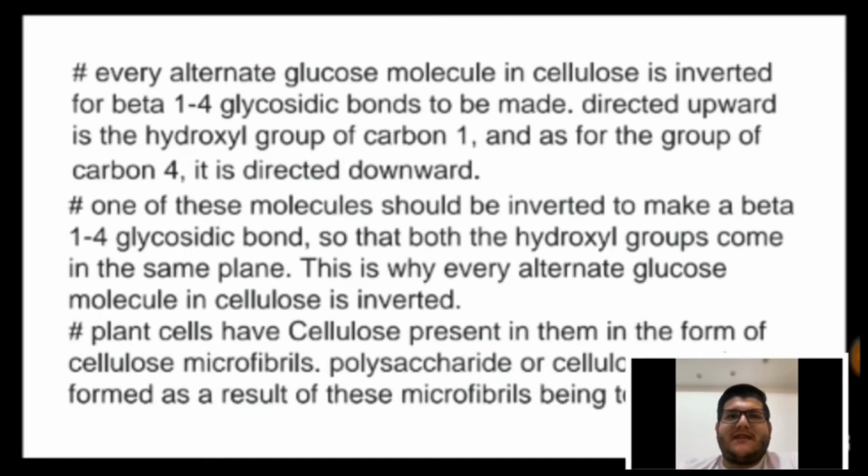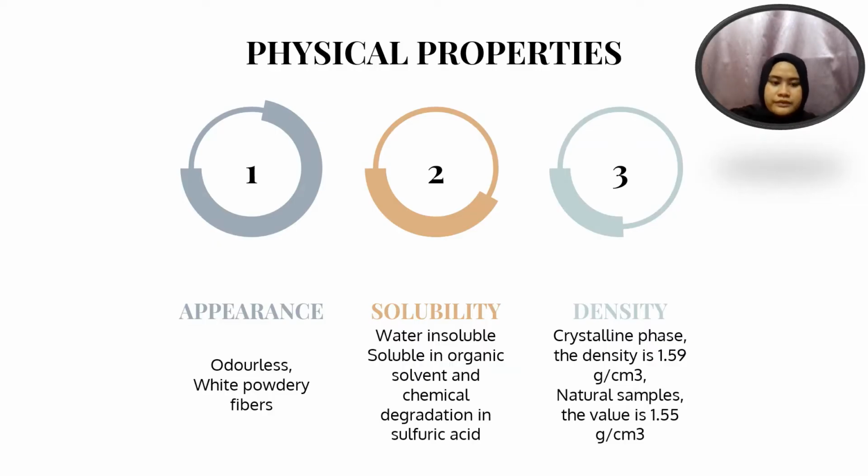Plant cells have cellulose present in them in the form of cellulose microfibrils. The cellulose matrix is formed as a result of these microfibrils bound together. So first of all, about the physical properties of cellulose.